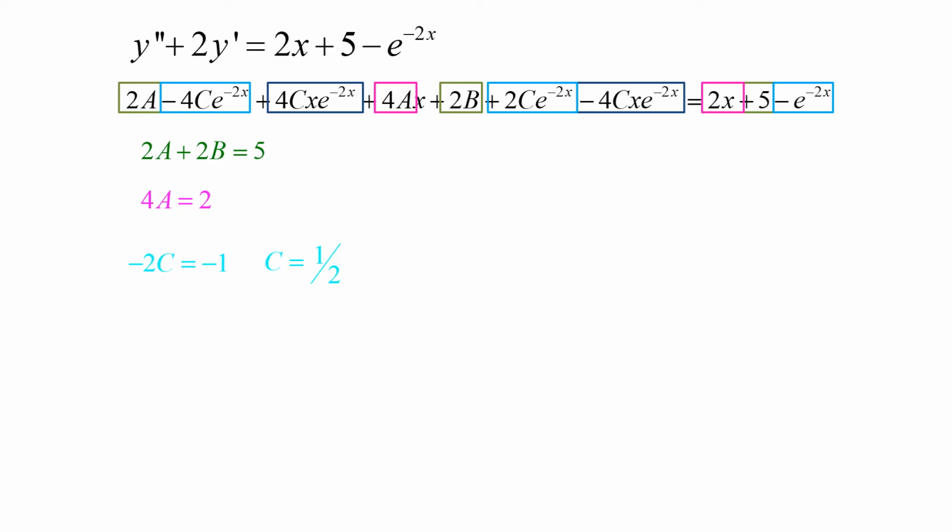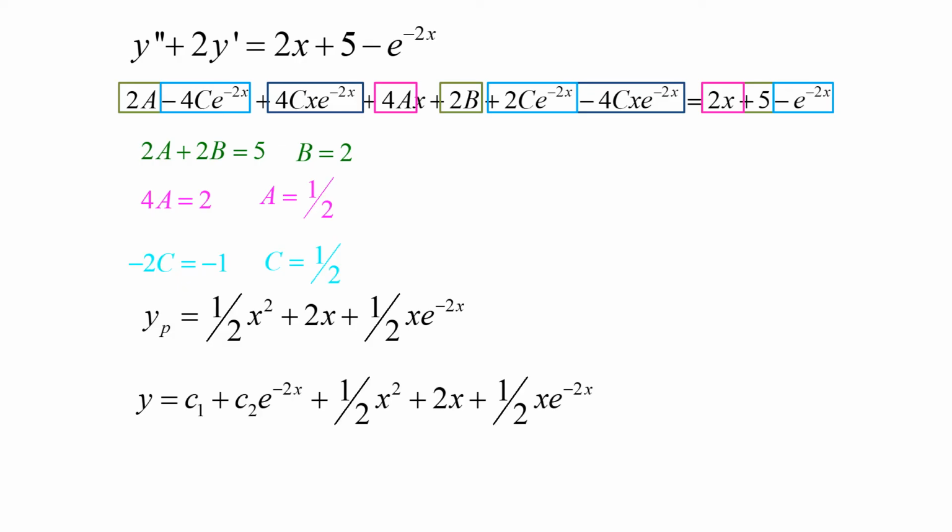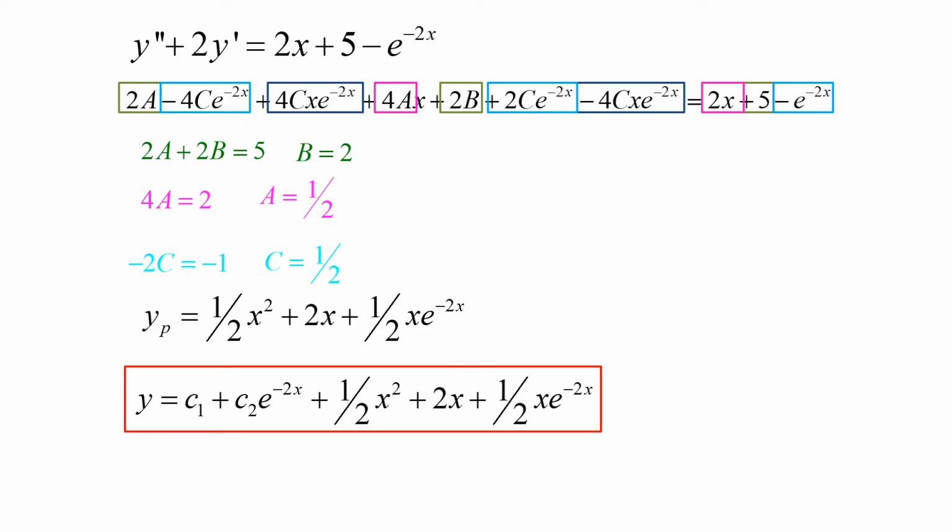If negative 2c equals -1, that means c has to equal 1/2. If 4a equals 2, that means that a is also 1/2. And we can take that a equals 1/2 and plug it into the first equation to figure out what b is. So if we plug a equals 1/2 in, we can solve and we get b equals 2. So that means that yp is going to be 1/2 x squared plus 2x plus 1/2 x e to the -2x. And our overall solution will be c1 plus c2 e to the negative 2x plus 1/2 x squared plus 2x plus 1/2 x e to the negative 2x.